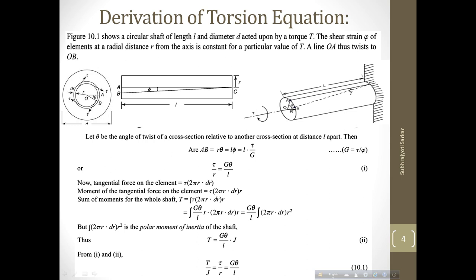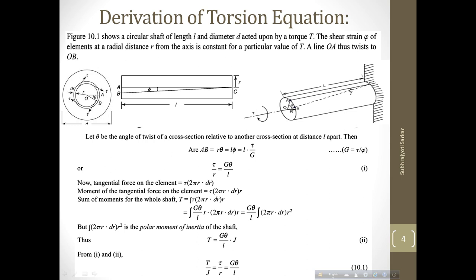Suppose you have a line AC. This is the 3D view, and this is the 2D front view of the bar. In the 3D view, if you draw a line parallel to the side, suppose this is the line AC parallel to the side, and you apply a twist clockwise, what will happen?